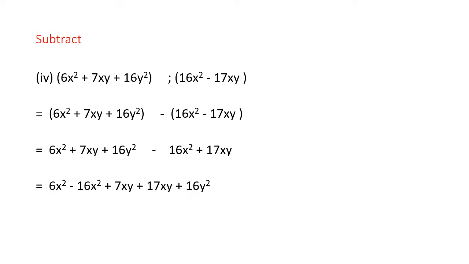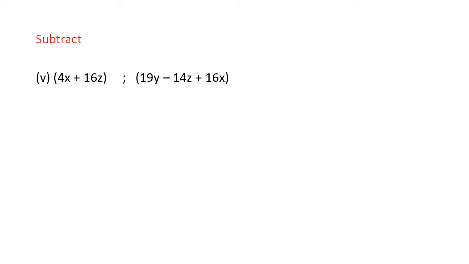Now let us solve this. So when we are solving, we solve this 6 minus 16, we solve this xy, and 16y square is going to be alone. So 6 minus 16 means plus into minus is minus. So 16 minus 6 is going to be 10. And the sign of the bigger number, so 16 is the bigger number, so its sign is going to be minus. 17 plus 7 is going to be 24xy and 16y square.